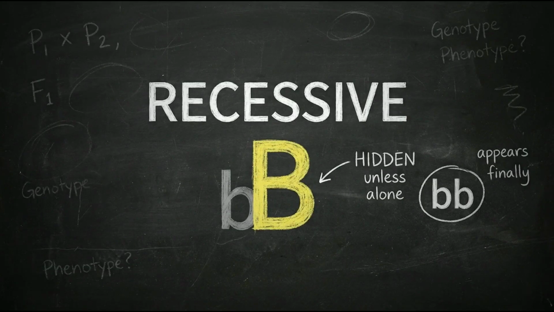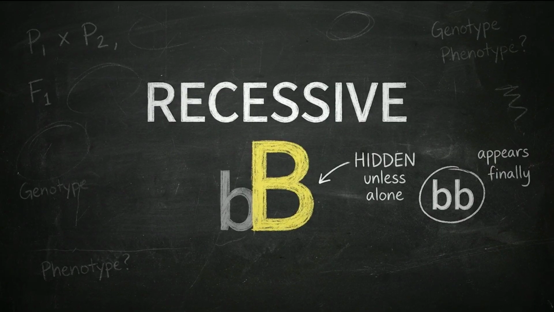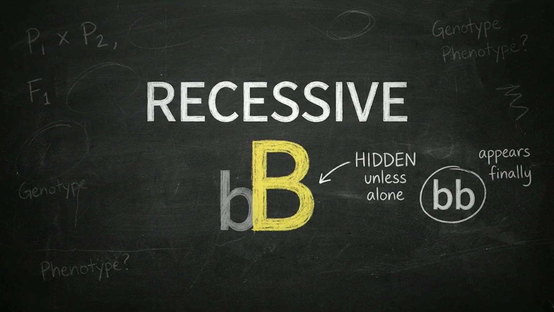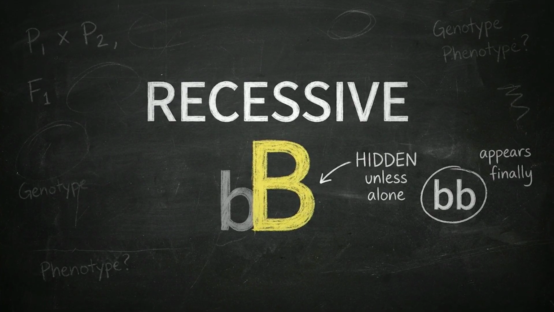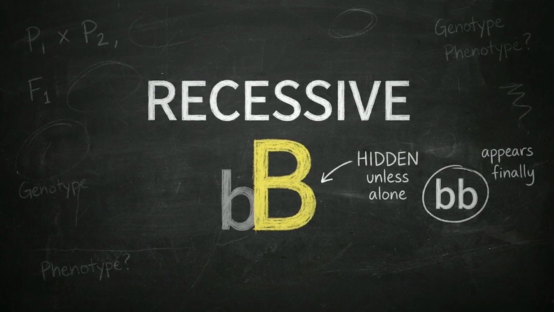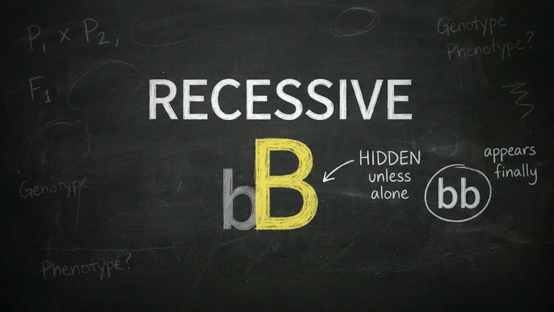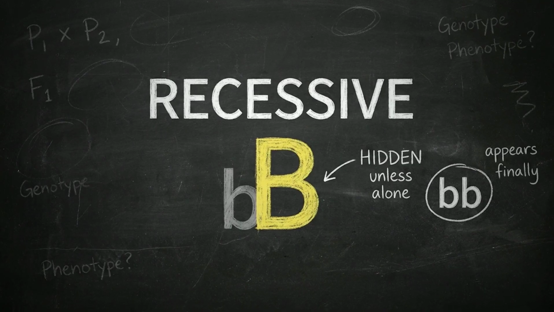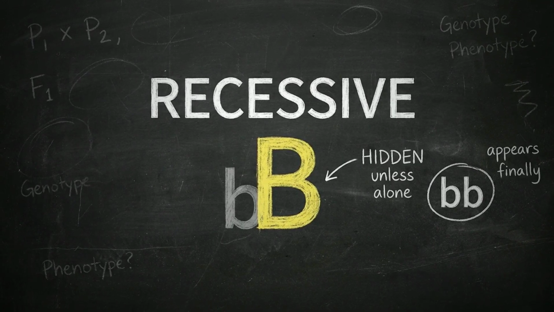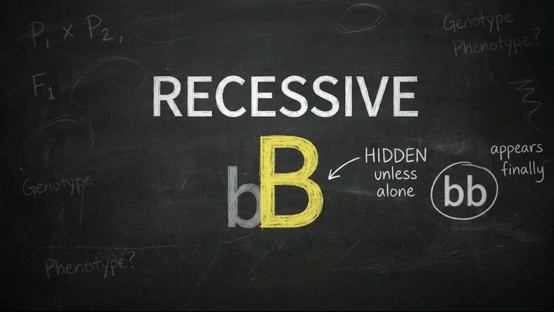Word 4. Recessive. The recessive allele is the quiet one. It only shows when no dominant allele is present, when both alleles are the recessive version. We always write recessive alleles as lowercase letters. Lowercase b for blue eyes. Lowercase means quieter. Recessive means hidden, unless it has the space to show.